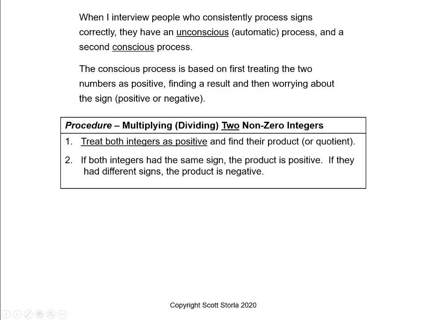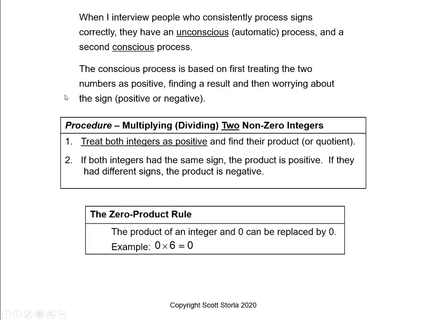So here's the procedure we're going to use. Notice it's for two integers at a time. We treat both integers as positive. We find their product or their quotient. If the integers had the same sign, the product's positive. If they had different signs, the product's negative. Notice this doesn't speak to 0. 0 doesn't have a sign. So we have a second idea for 0. And that is, if you multiply two integers and one of the two or both are 0, then you can replace the product with 0.